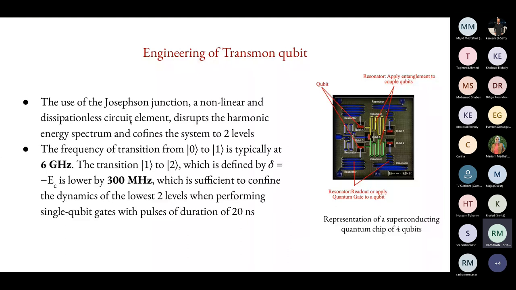The use of the Josephson junction, which is a nonlinear and dissipationless circuit element, disrupts the harmonic energy spectrum and confines the system to only two levels, which are the ground state and the first excited state. The frequency of transition from 0 to 1 is typically at 6 gigahertz, and the transition from the state 1 to the state 2, which is defined by delta minus EC, is lower by 300 megahertz, which is actually a very significant difference between the two frequencies. So 300 megahertz is sufficient to make the pulses significantly distinguishable for the transition from 0 to 1 and from 1 to 2, which is sufficient to confine the dynamics to the lowest two levels when performing single qubit gates with pulses of duration of 20 nanoseconds, which is actually a very good record.